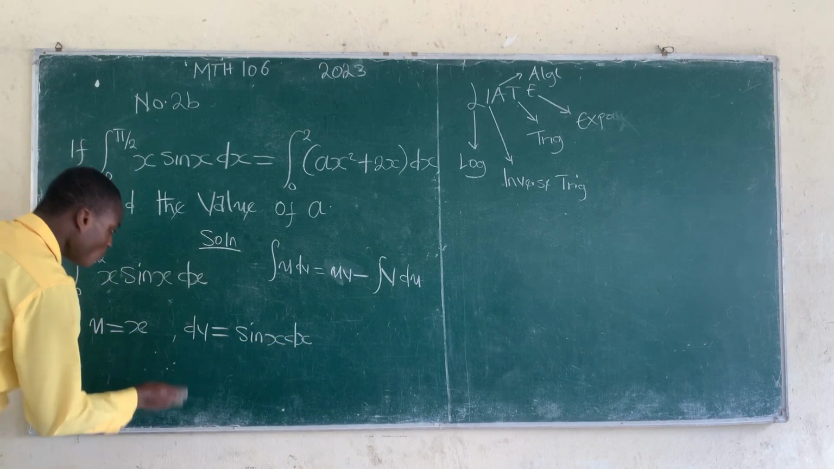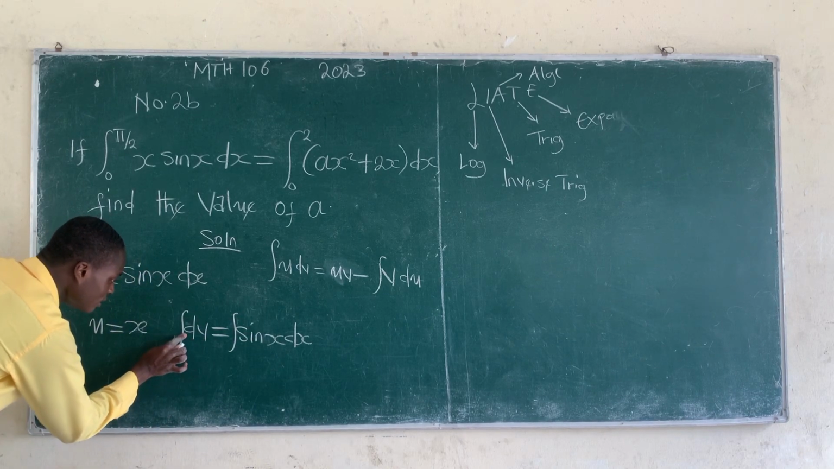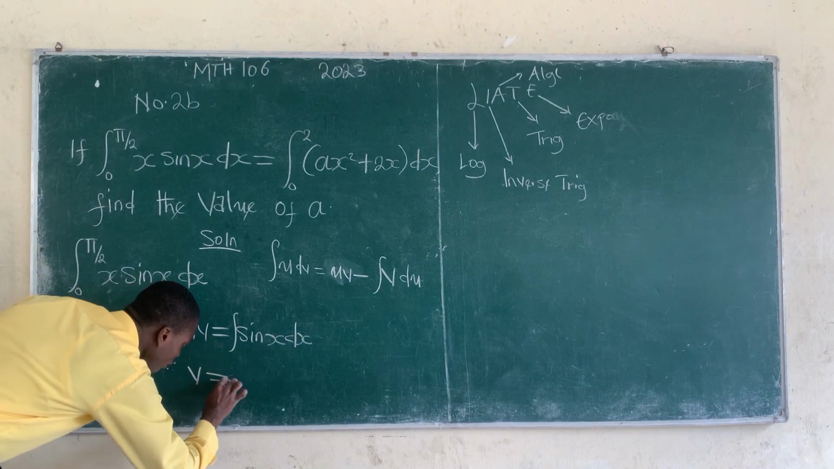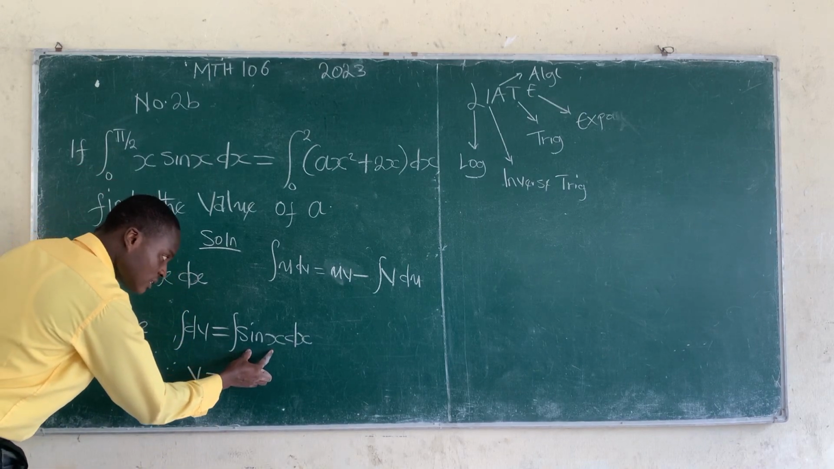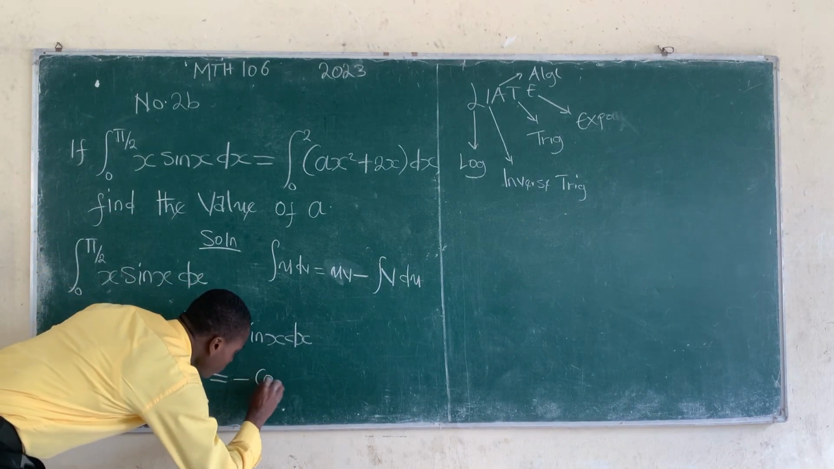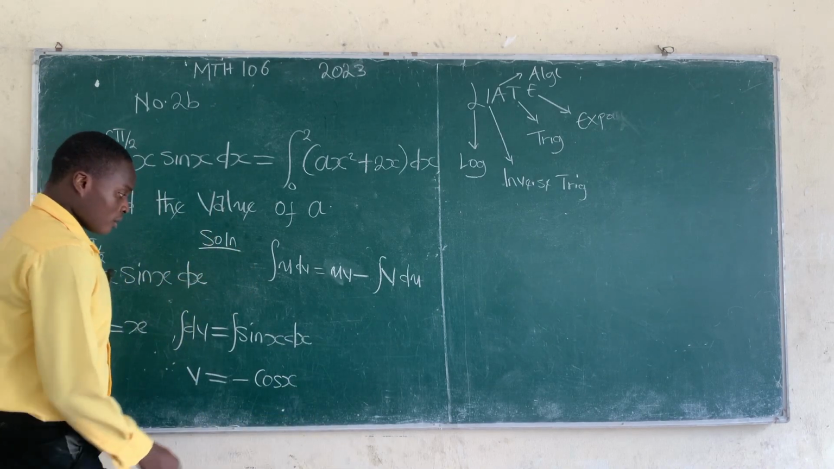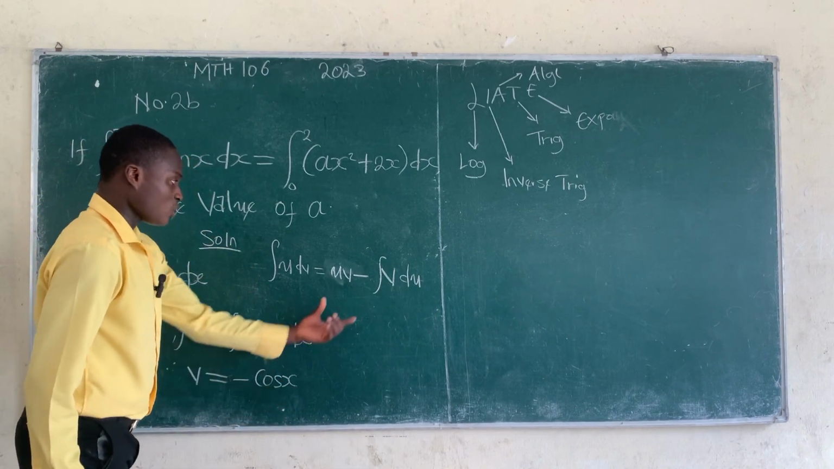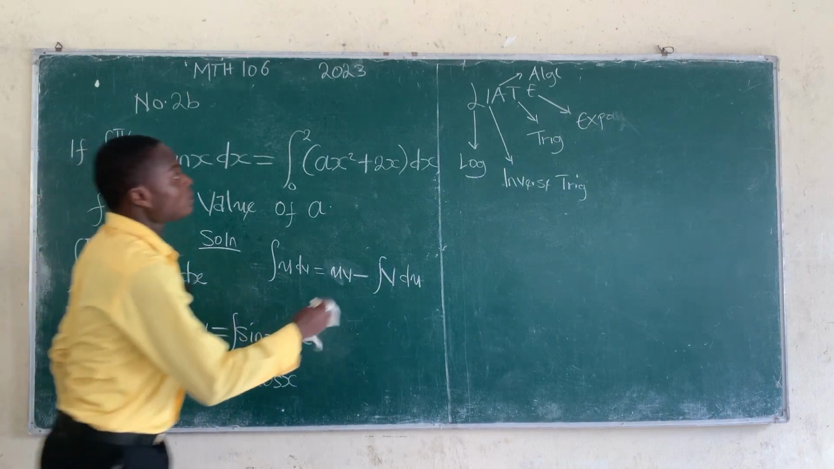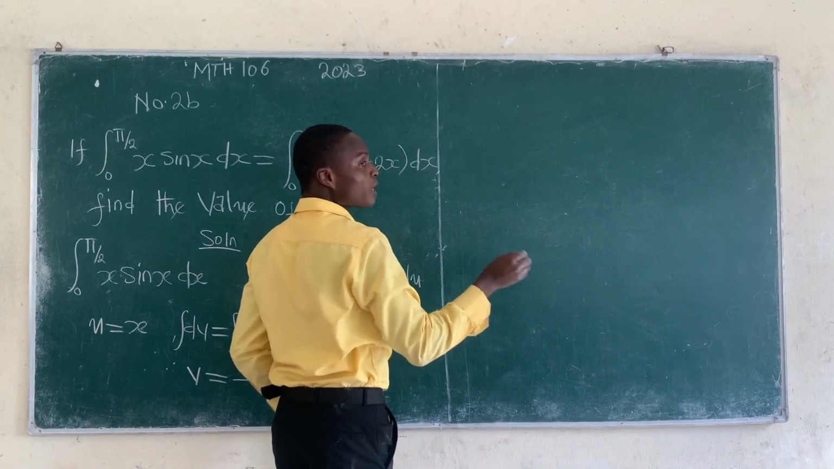So to find v, we have to integrate both sides. If you integrate dv, the integral sign will cancel the differential sign. What you have there is v equal to, if you integrate sine x, you are going to have minus cos x. So this is what we have. Then we are not going to add a constant c because we are still going to substitute it here. So let's continue. Please take note of this.